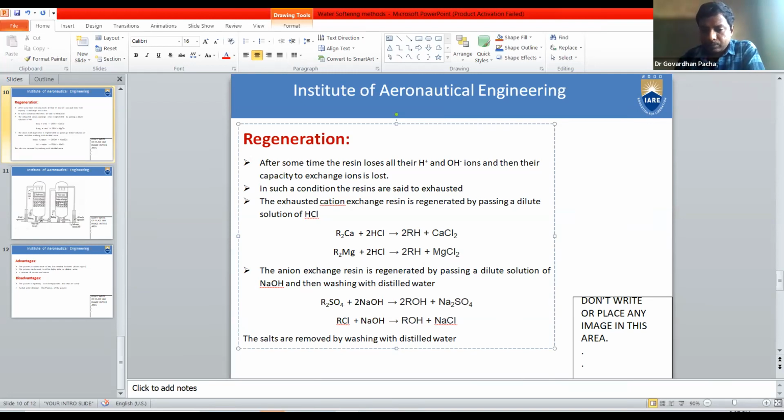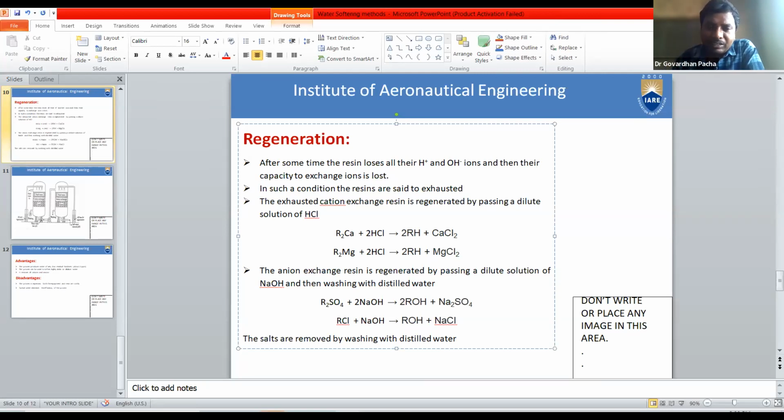After the cation exchanger and anion exchanger have worked for some time, the exchange capacity of the cation exchanger or anion exchanger is over. At that moment, these resins are called exhausted resins. At that time, there is a need for the regeneration process for both the cation exchanger and the anion exchanger.